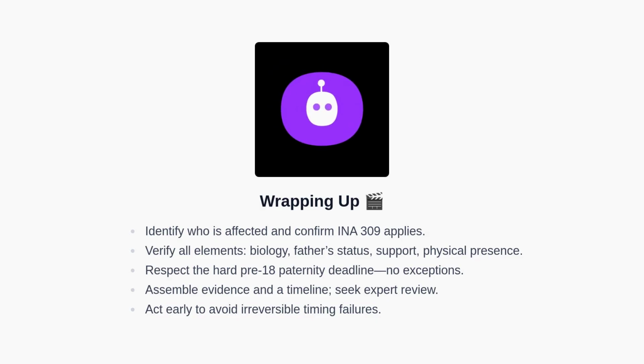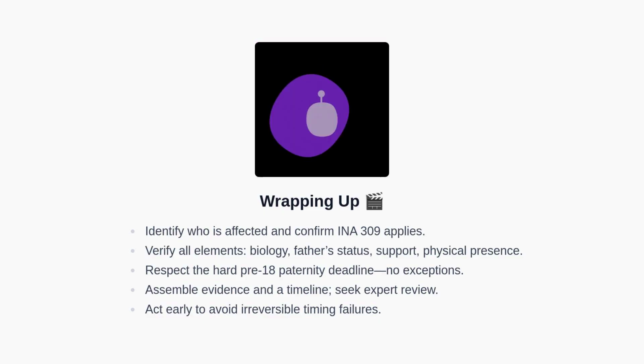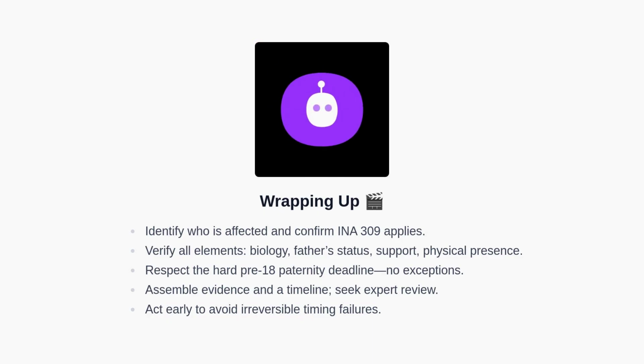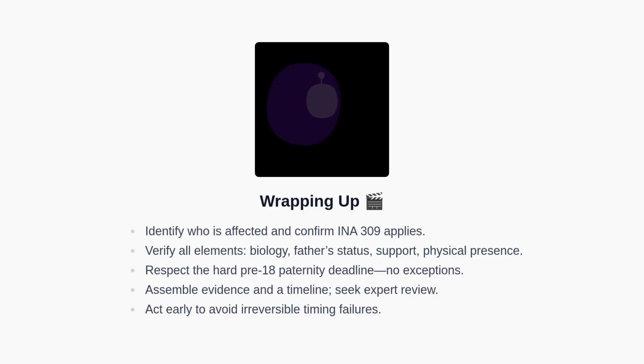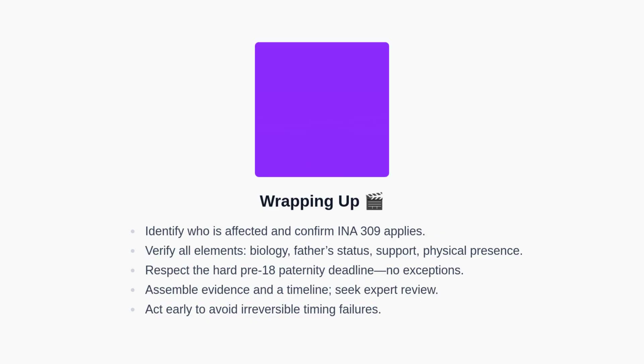In summary, begin by confirming that INA 309 applies to your situation. Next, verify every required element: biological relationship, the father's U.S. citizenship at birth, a written support commitment until age 18, and the father's qualifying physical presence. Above all, meet the strict pre-18 paternity establishment deadline through legitimation, a sworn acknowledgment, or a court order. Organize a robust evidence package and a precise timeline, and obtain expert legal review. Acting early is crucial to avoid irreversible timing failures.